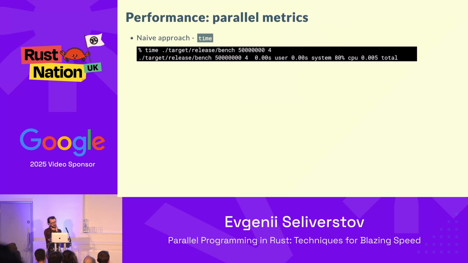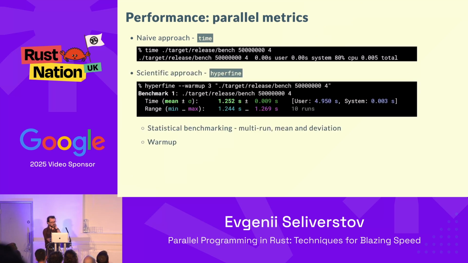For this, we can go with a naive approach: time, which exists from the 70s. We can go with a scientific approach, hyperfine. It's a really handy statistical benchmark. If you have a program isolated as a binary, you can run it and get the mean, deviations, and all the stuff useful for us.